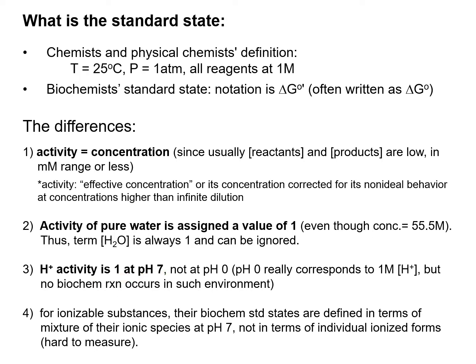As opposed to chemists, who have this value of 1 at pH 0, where the hydrogen cation concentration is 1 molar. But no such biochemical reaction happens. It's a pretty extreme condition, so we just set it this way so it's more relevant, and it also makes all the calculations simple.